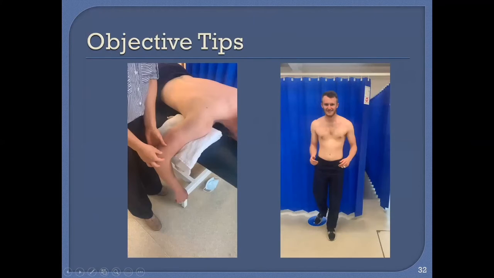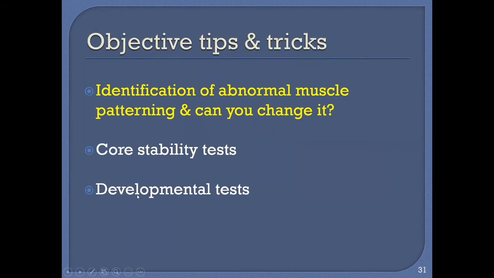So, sorry, going on to objective tips and tricks for more of the type 3 instabilities. Half the battle is identifying the abnormal muscle patterning, and then can you change it? I also tend to look a little bit more into the core stability side of things. We know that poor core stability can influence the superficial torque action of the larger global muscles such as latissimus dorsi, and they can in itself result in poor control of the shoulder. And so I tend to use stability in the kinetic chain when looking at the shoulder.